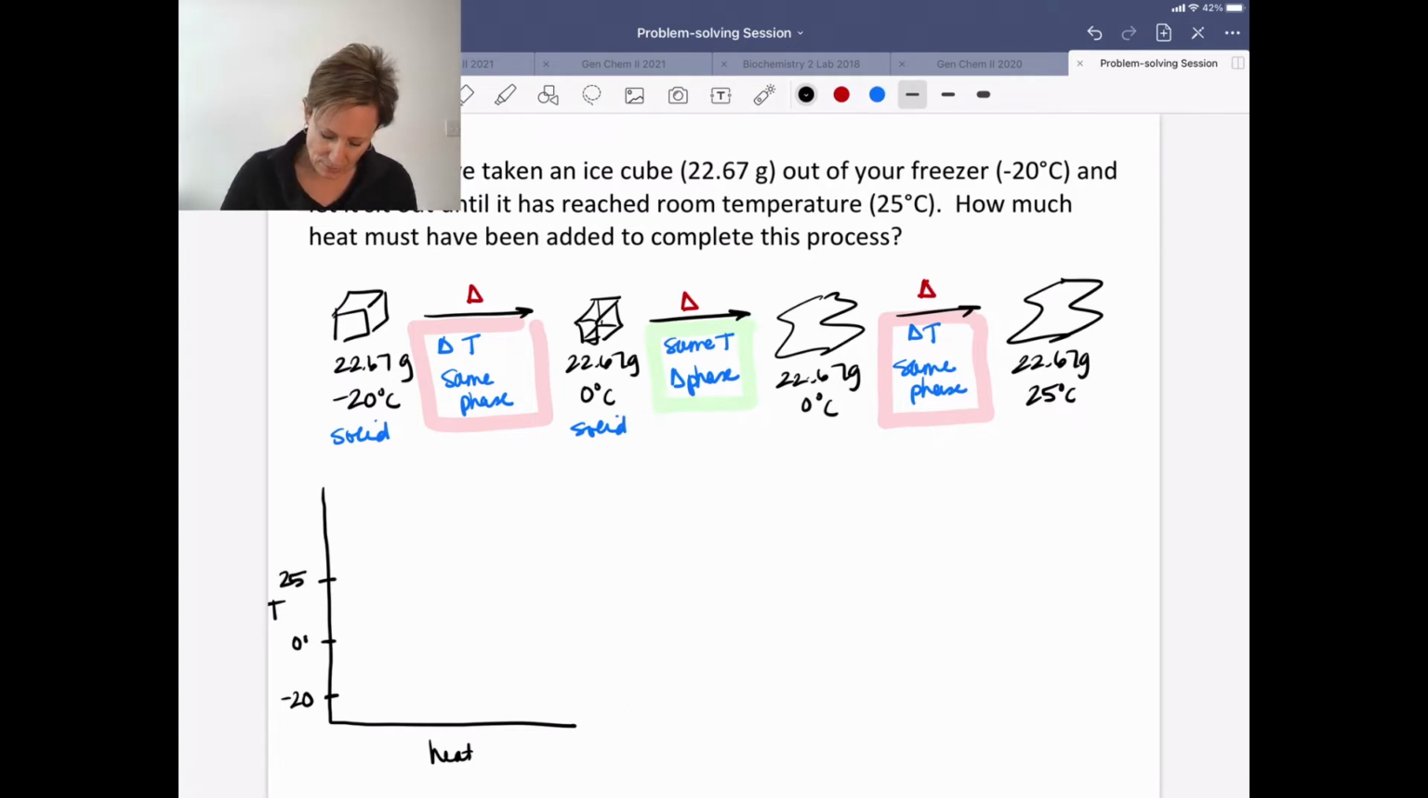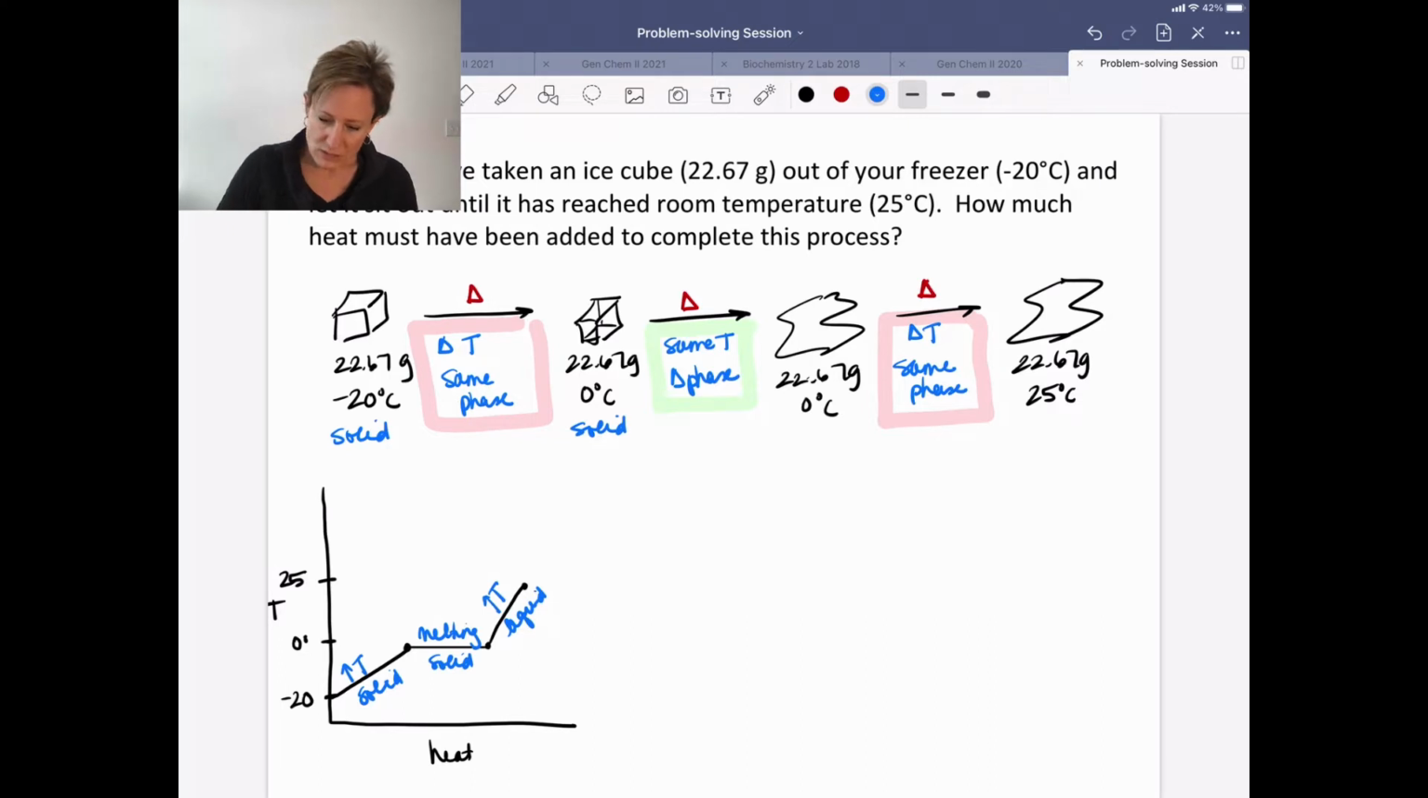So I'm going to draw some lines here. I'm going to increase my temperature until I hit 0, and then any heat that's added is going to keep the same temperature, and then I'm going to increase again to 25. So there's my 3 legs here. Again, let's highlight what's happening. Here I'm increasing the temperature of a solid, and then I'm melting a solid, and then I'm increasing the temperature of a liquid.